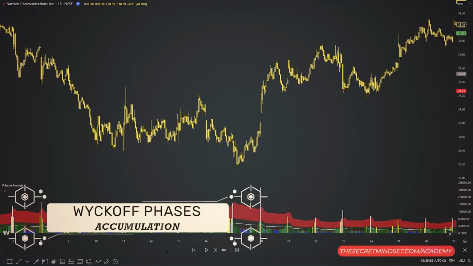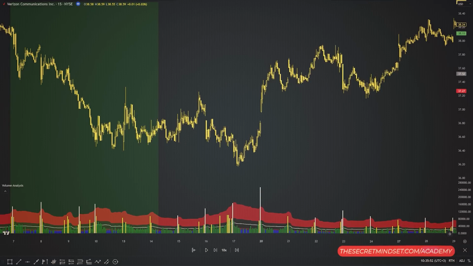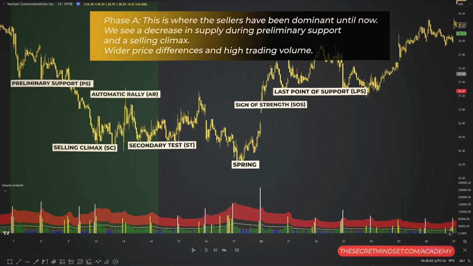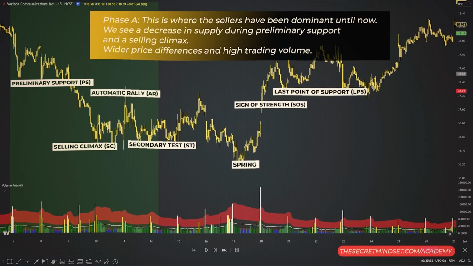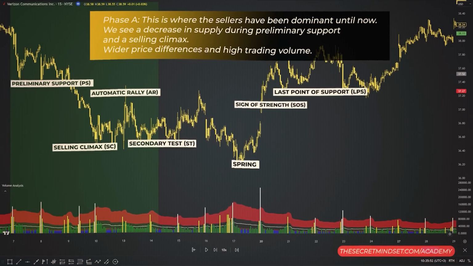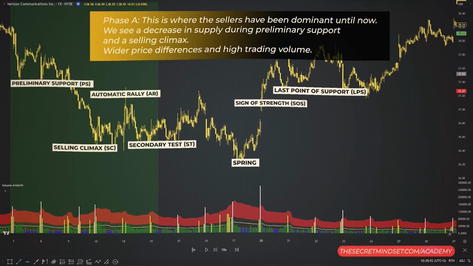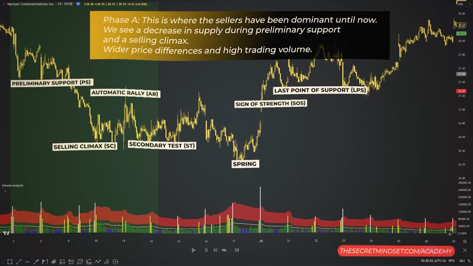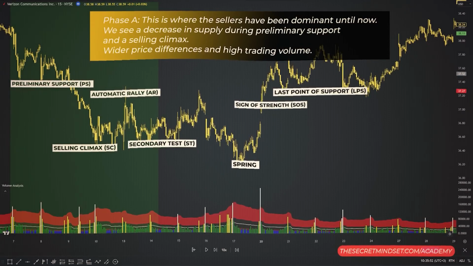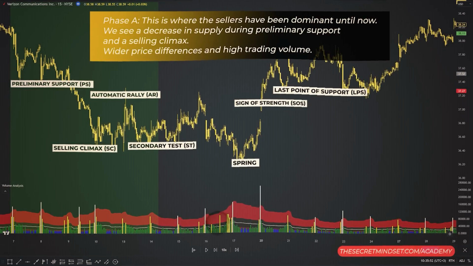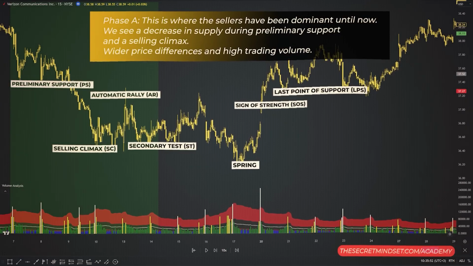Now let's analyze the different phases of an accumulation, taking into account the volume. First is phase A. This is where the sellers have been dominant until now. We see a decrease in supply during the preliminary support and the selling climax. These events are usually obvious on the charts, with wider price differences and high trading volume.